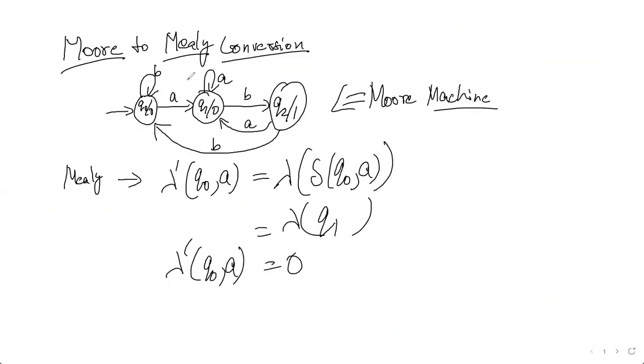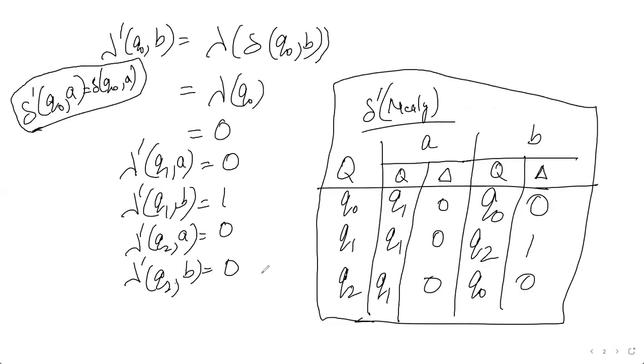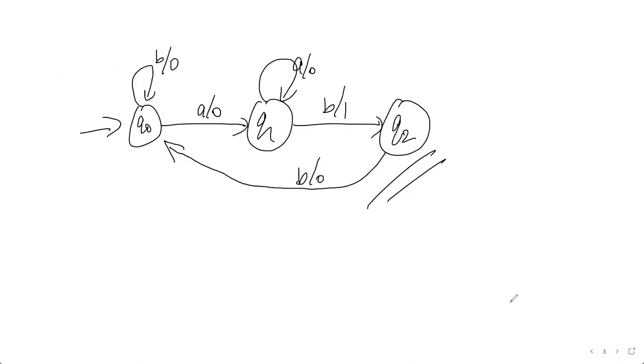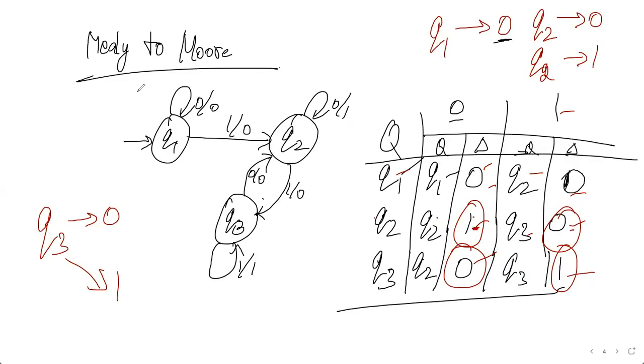In Mealy to Mealy, there is nothing to do. The only idea is the output function, which is lambda dash. Lambda dash is equal to lambda of delta of Q naught A, and then you can calculate all of the lambda for this thing. This is also okay. If you create the Mealy machine's transition table and then create all these things, then it's also okay. Then you have delta dash. This is the output of this thing. Next was the transition graph for the same.